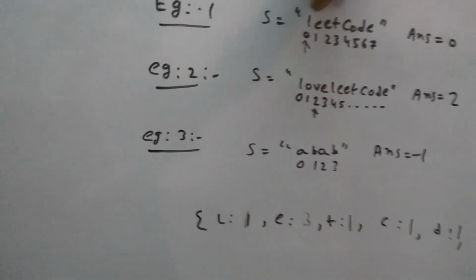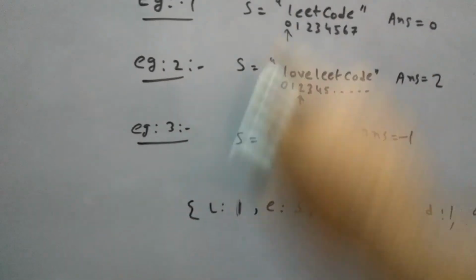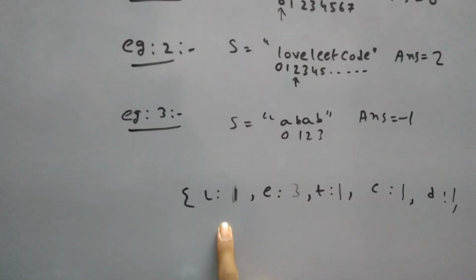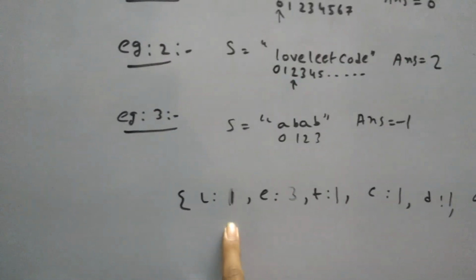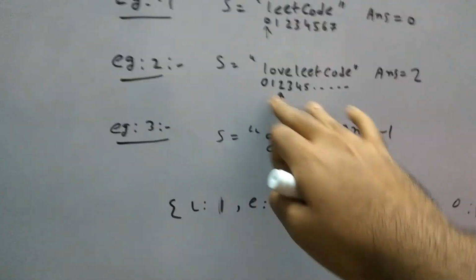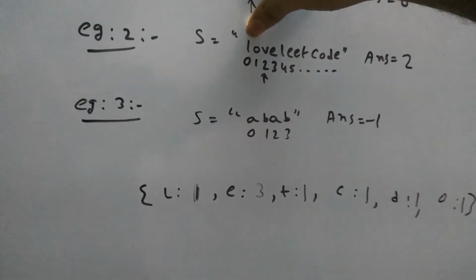First of all, we will look at the first L, and we will see the corresponding value in the hash map with respect to L. We see L occurring once, so immediately we have to stop the loop. We found our first character which is only occurring once, so that's why our answer would be the index of L.